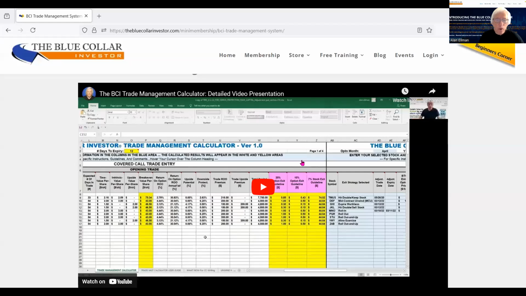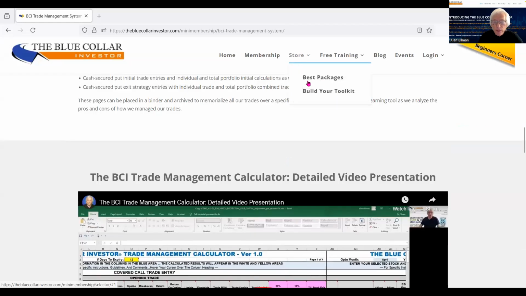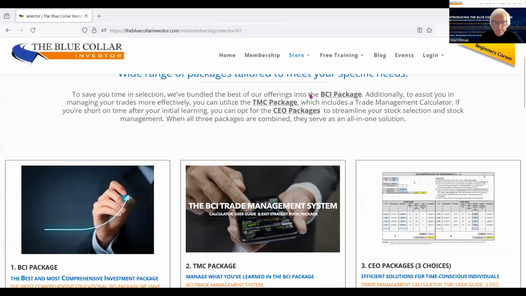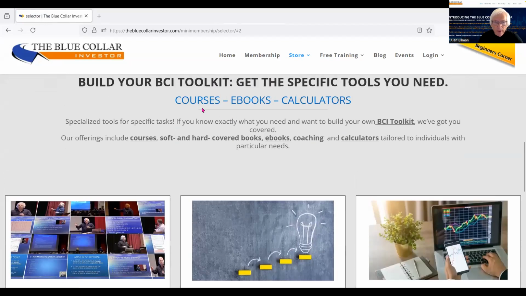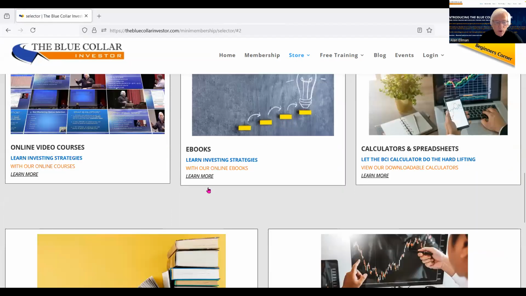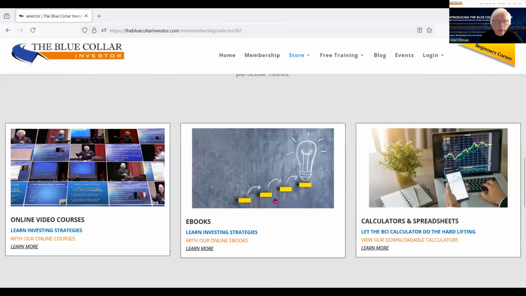Here we are. All right, so we're back to the store. Remember, we had gotten to this screen by going to best packages, but now I want to take you to build your own toolkit. That'll automatically take you down to areas where we have courses, ebooks, calculators, hard and soft cover books. I've shown you this already, coaching and mentoring, but I want you to focus in now on this one, calculators and spreadsheets, and I'll show you other calculators available on the BCI site.